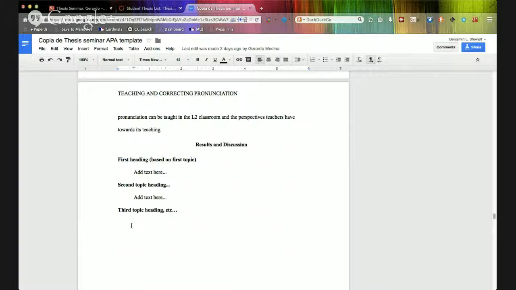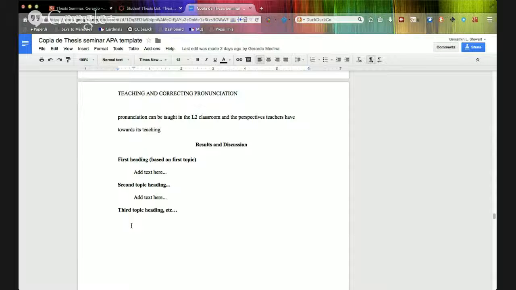Now, the thing with the results and discussion section is that you must make sure you always have a good balance between what are results and what is discussion. The hard part of this section is first making that distinction, and second, making sure that you have a good balance between the two. So basically, there are 2 ways to do this.